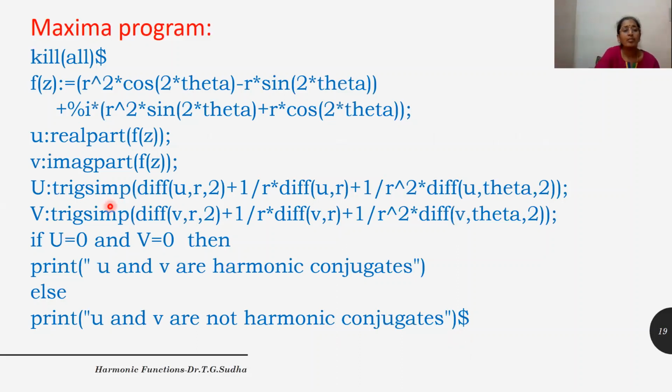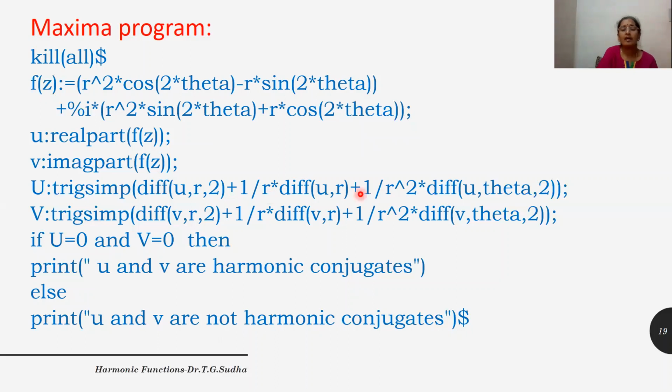So this is the Maxima program. Since f of z is given in the polar form, we need to put everything in r and theta. So theta is obtained by the command theta, and the real part remains the same. It gives us the real part of f of z. And imaginary part gives us the imaginary part of f of z.